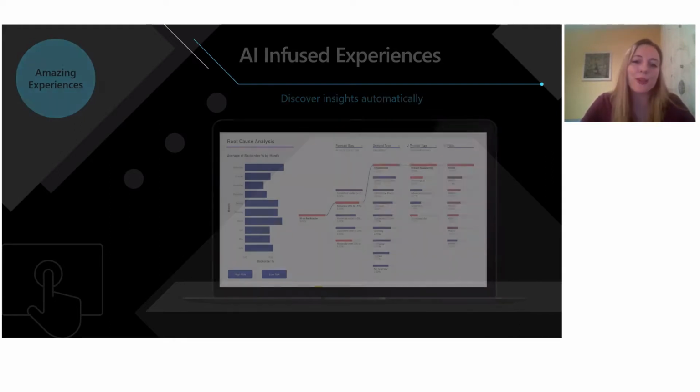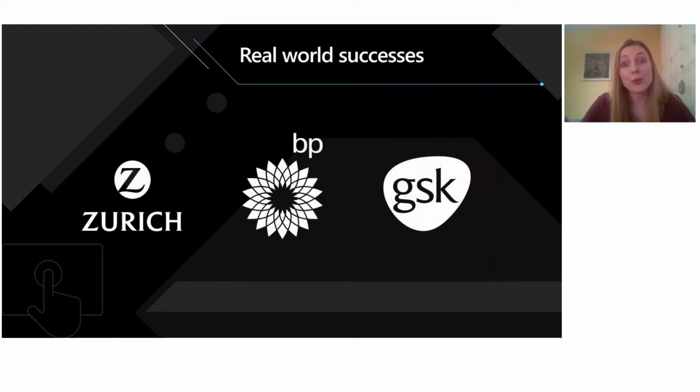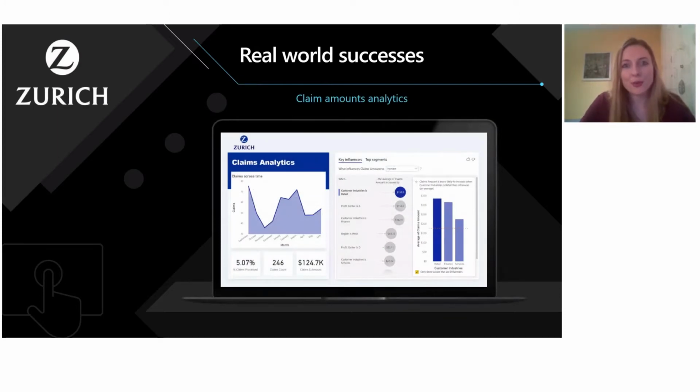I just wanted to pause here for a moment and talk about a couple of real-world customer stories about how these visualizations are being leveraged in different organizations. Starting with Zurich North America: Zurich are leveraging Power BI for claims analytics. One of the problems they're trying to solve is understanding what drives claim amounts to increase and decrease. Here, the Key Influencers visualization can help them automatically rank features like customer industries and profit centers to get insights from their data.